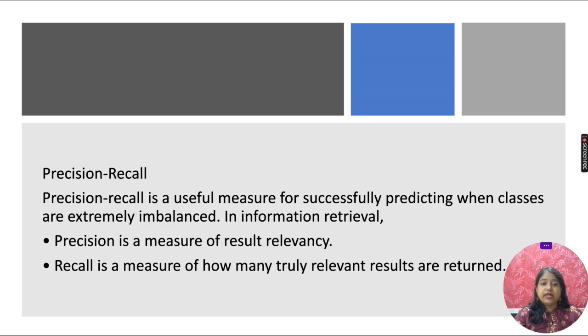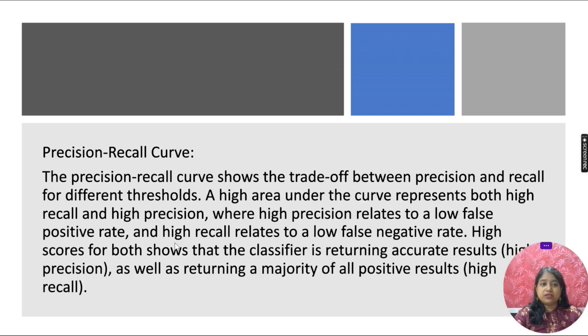Precision recall. It's a useful measure for predicting success when classes are extremely imbalanced. In information retrieval, precision is a measure of result relevance. Recall is the measure of how many truly relevant results are returned. So the precision recall curve shows the trade-off between precision and recall for different thresholds.